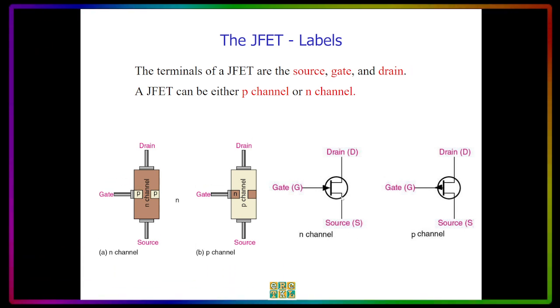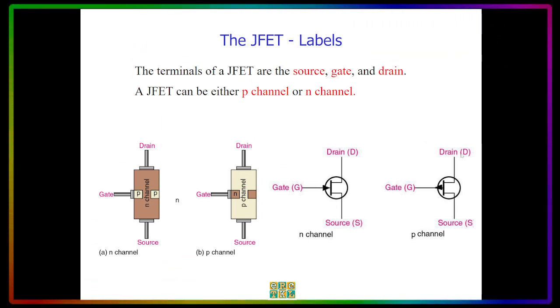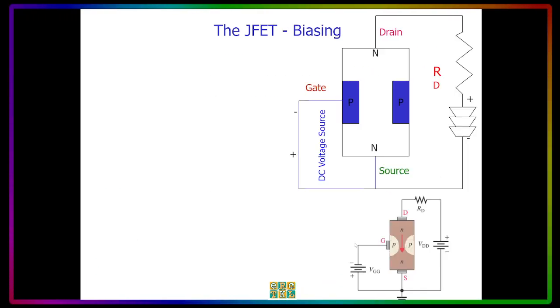And this is the symbol for N-channel JFET. Drain at the top, gate in the middle here, and with an arrow, and then the source. Drain, gate, and source. But the arrowhead, when it is going in, is the N-channel, and when it is coming out, that's the P-channel JFET.